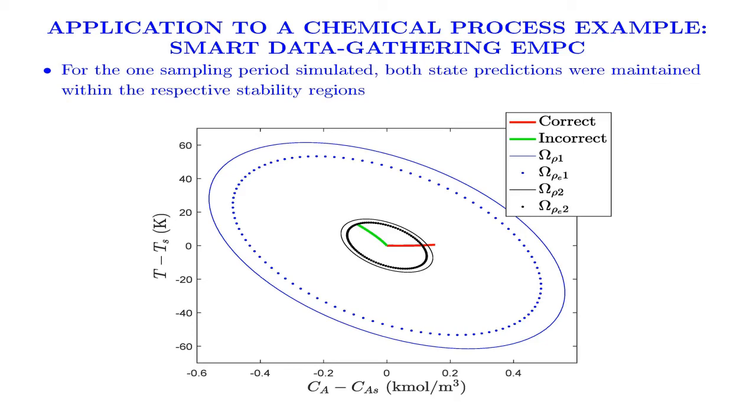And as you can see here, both state predictions were maintained within their respective stability regions. The red line represents the state predictions using the correct model, and the green line corresponds to the state trajectories using the incorrect model, which has the smallest stability region.